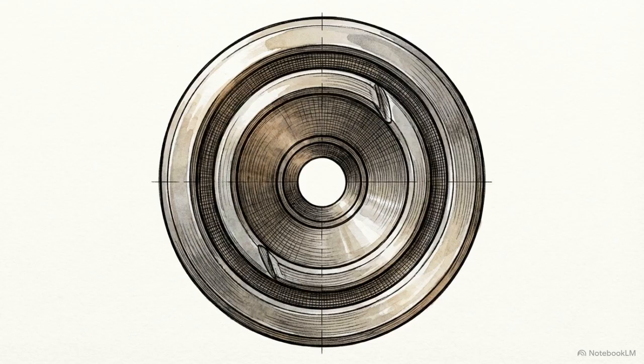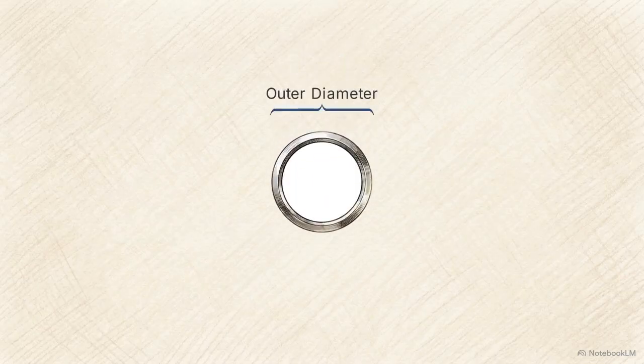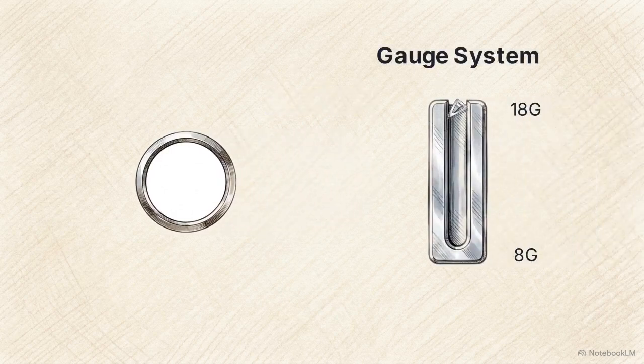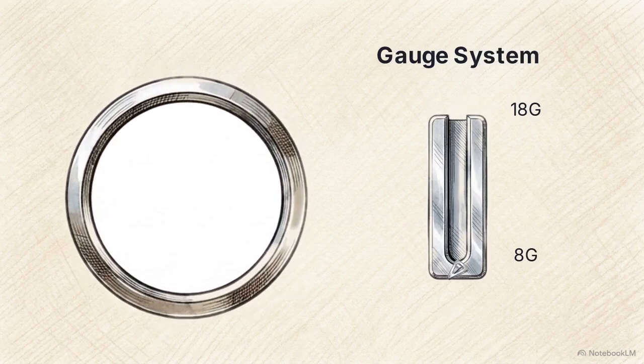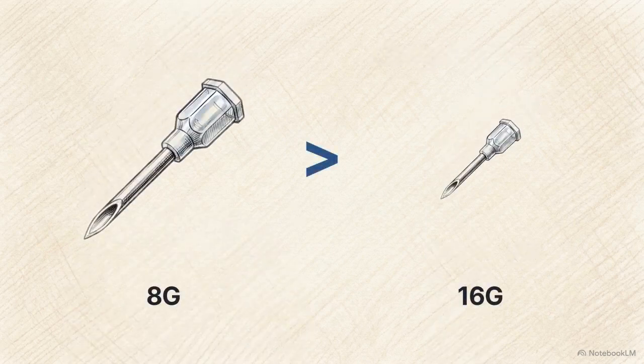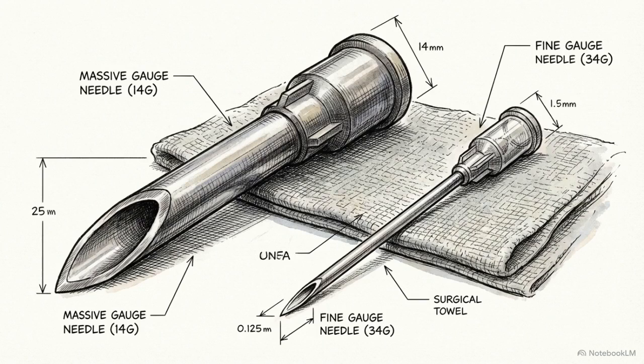We begin at the very center of the coaxial system. Looking at this cross-section of a puncture needle, the starting instrument, we see its size is designated strictly by its outer diameter. Needles are measured using the gauge system. Notice how the scale operates in reverse. The gauge system is counterintuitive. The smaller the number, the larger the physical needle. An 8-gauge needle is significantly larger than a 16-gauge needle.